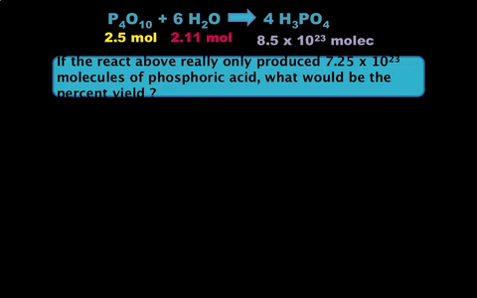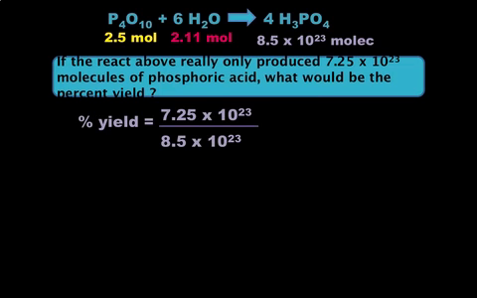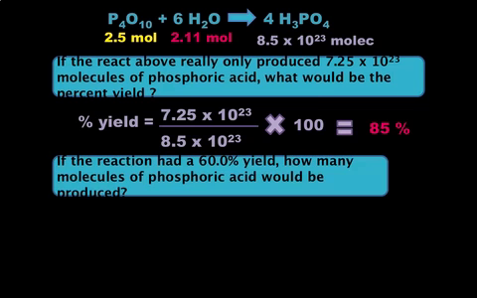What's the percent yield? So you take your actual, which is what you actually got, 7.25 times 10^23, put it over 8.5 times 10^23, and then multiply by 100, and that gives you an 85% yield, which in lab, in high school, that's not so bad.